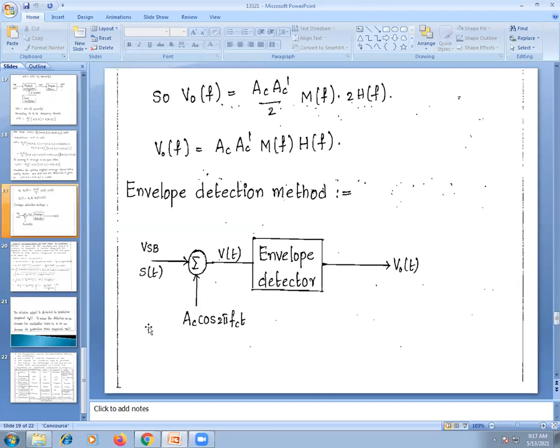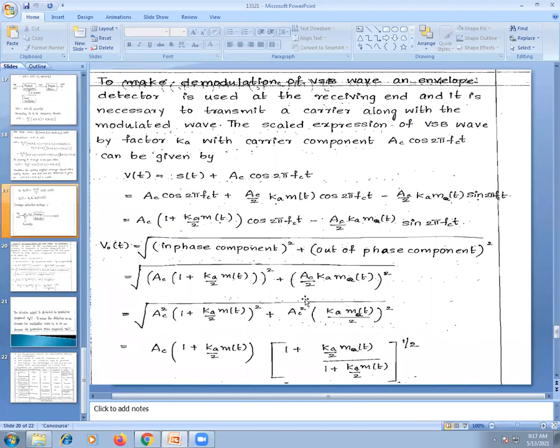Okay, so the same applies to the envelope detector. Here the VSB signal is given through a multiplier in coherent detection, whereas in this envelope detector, an adder is there. So S of t is given to the adder along with the carrier AC cos 2 pi FC of t. V of t is the output of the adder that is given to the envelope detector. The envelope detector output is V0 of t. Now this is the mathematical equation of envelope detection.